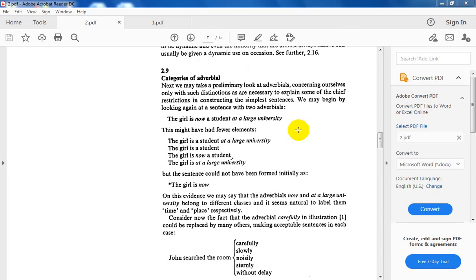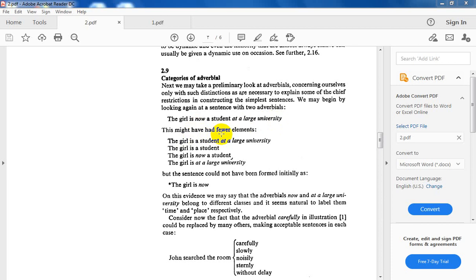Next, we may take a preliminary look at adverbials, concerning ourselves only with such distinctions as were necessary to explain some of the chief restrictions in constructing the simplest sentences. We may begin by looking again at a sentence with two adverbials. Look at this one. Of course, this sentence contains two adverbials. The first one, now, the second one, at a large university.